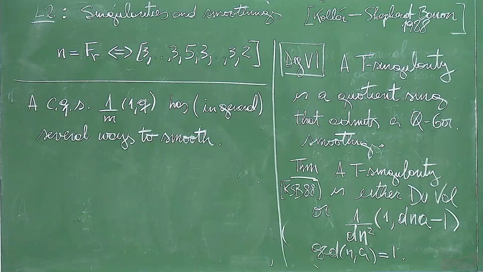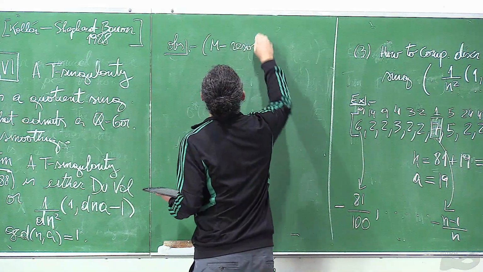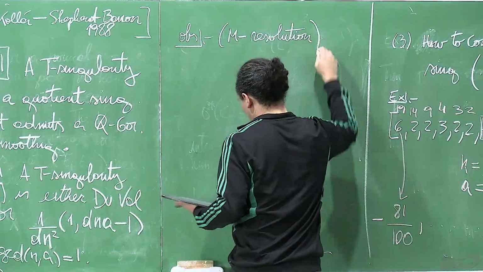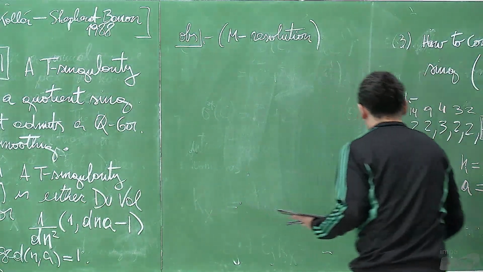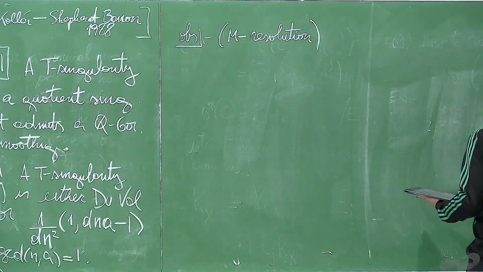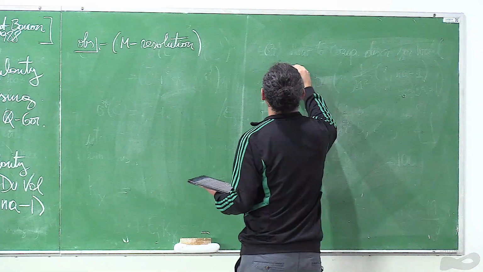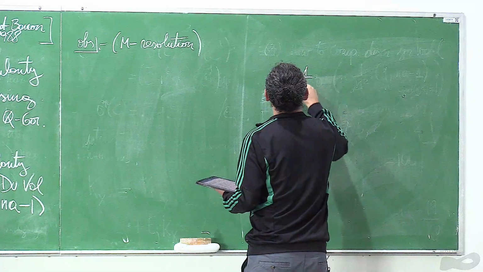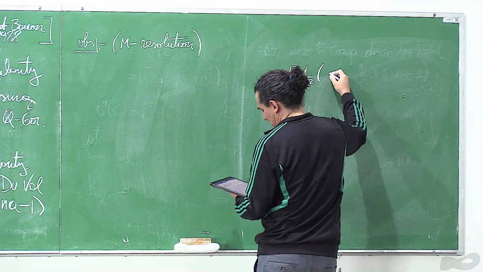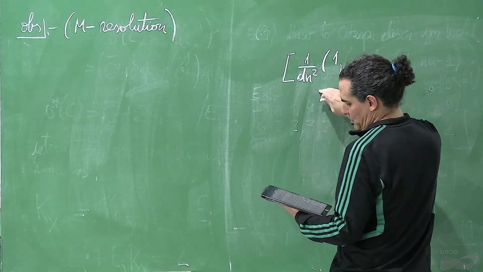But yesterday in the TA session, I told you that you have the following observation, M resolution. So it turns out that when you have a general T singularity, you can always consider an M resolution, and this looks like this. So say that here you have the Hirzebruch-Jung minimal continued fraction corresponding to this T singularity.